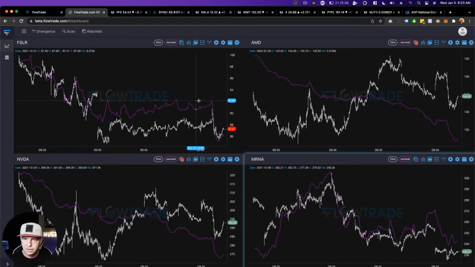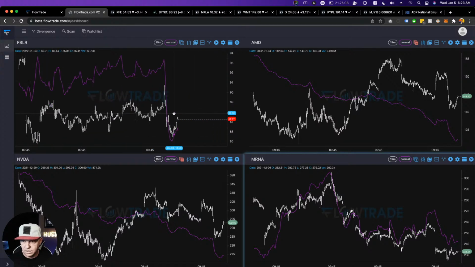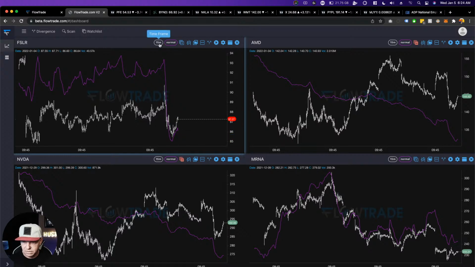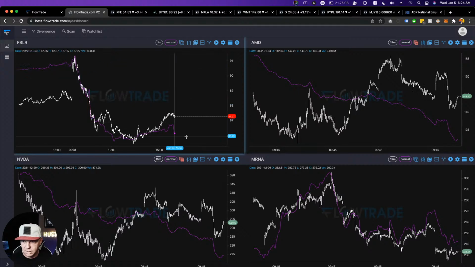So FSLR, we had bullish divergence and they just sold off yesterday. So now the algo is trading with price, right? The algo is pointed down. I think we get some continued pullback. We do have to be aware of this trend line that's happening right now, right? So the algo is trading with price.